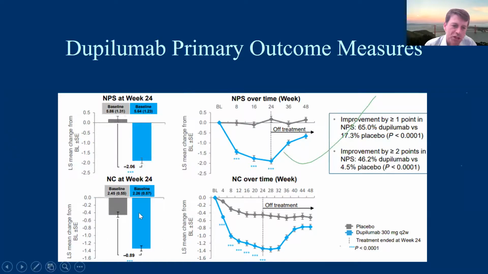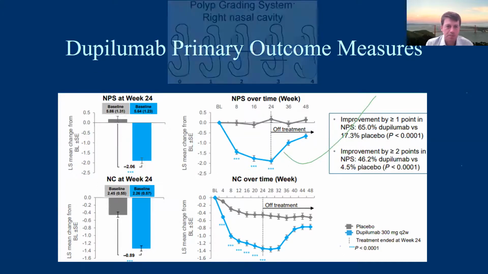Similar results for nasal congestion. You see a significant improvement. This is on a 3-point scale, and you have almost a 1-point improvement in nasal congestion here. What we see when we look at nasal congestion over time, the same story, that it improves, but once the medication is stopped, there is a relatively speedy recurrence of disease and recurrence of symptoms.